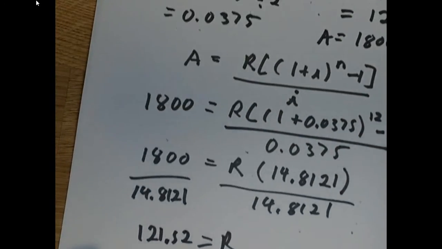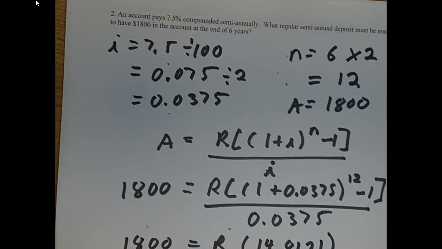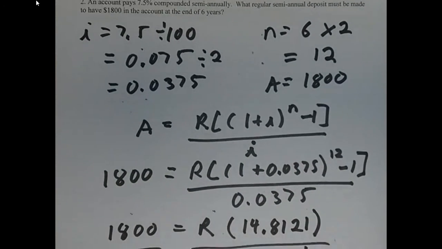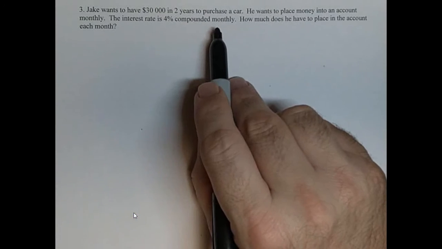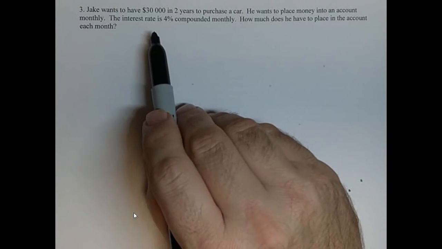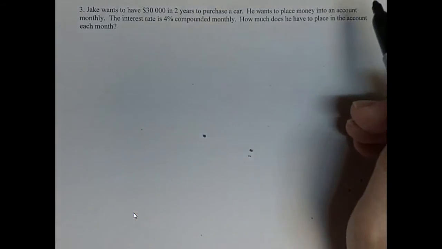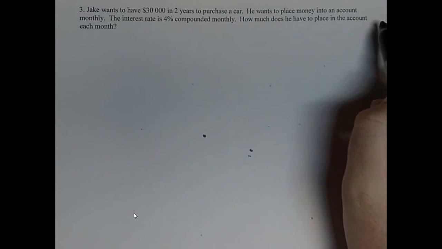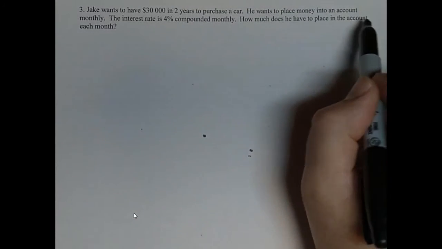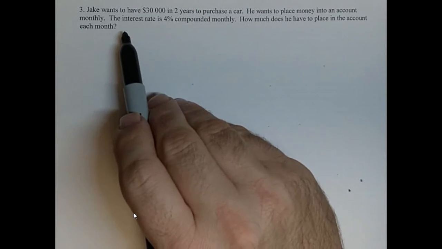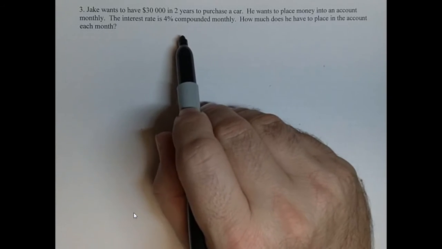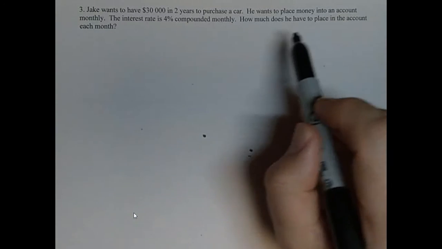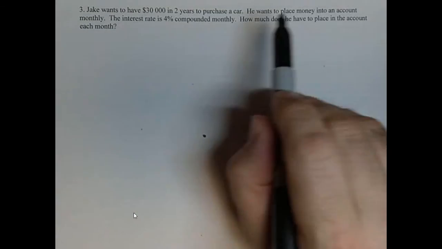I'm going to move on to question 3. Jake wants to have $30,000 in 2 years to purchase a car. It's a pretty cheap car, maybe a used car. He wants to place money into an account monthly, so every month he wants to put money in. The interest rate is 4%. He's found a pretty good interest rate. It's hard to find 4% nowadays. 4% compounded monthly. How much does he have to place in the account each month?